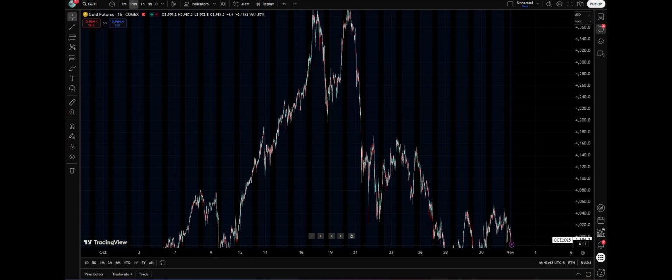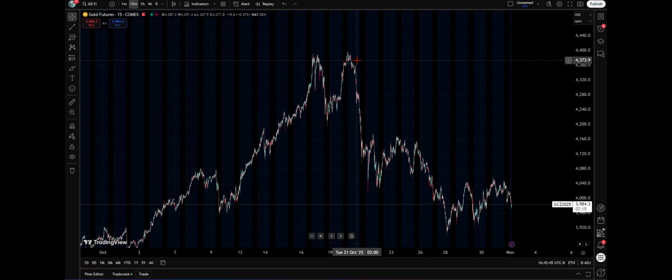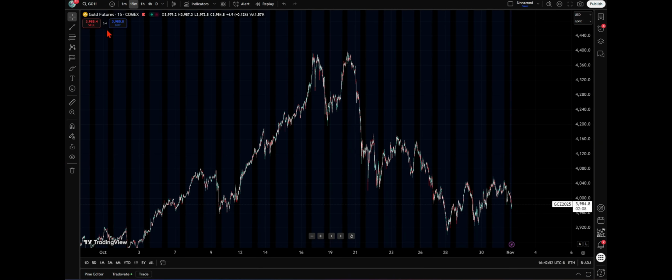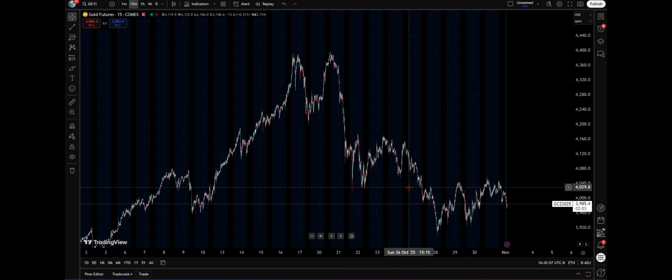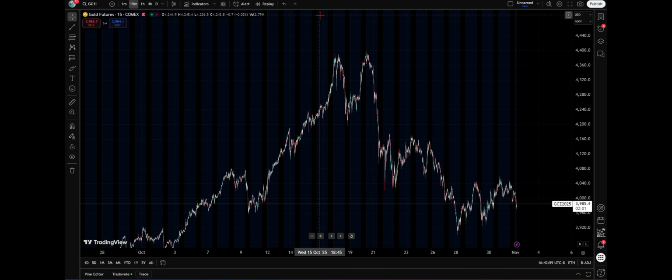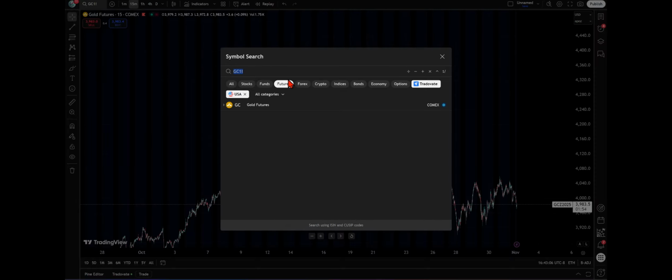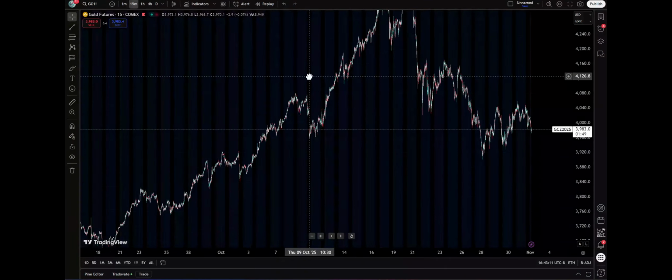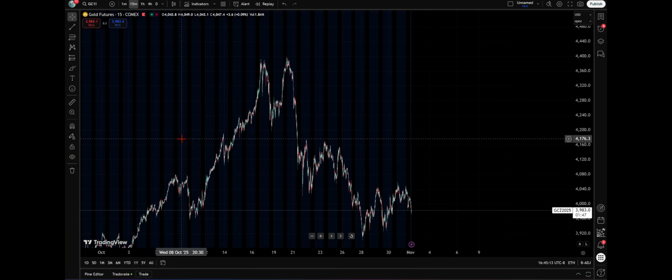I want to share with you some of the major pattern recognitions that you can find using GC1, or gold. Now, this pattern is very similar in a lot of other futures you may be trading, like NASDAQ. However, this is the one and only pattern that gold abides by.